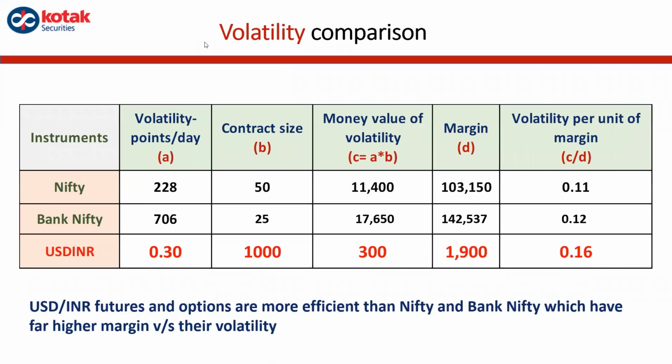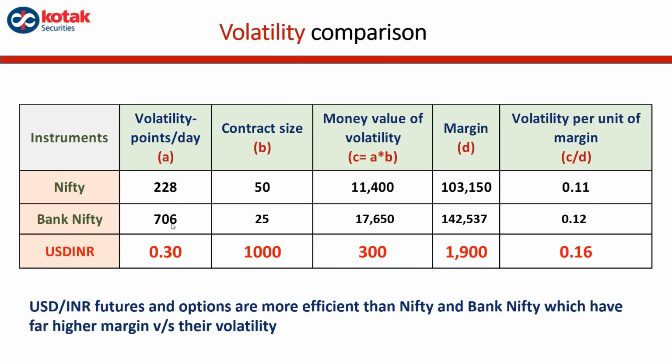In this slide, we have actually shown the volatility comparison. If you look at the chart or the table, you can see three instruments, that is the Nifty, Bank Nifty, and the dollar rupee. In the first column, we have shown the volatility points. For the Nifty, it is about 228.